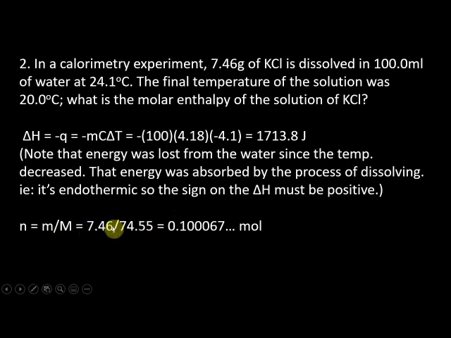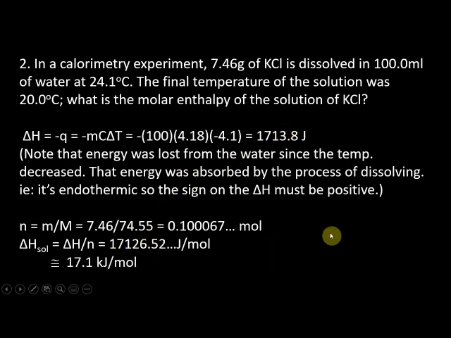Figuring out the molar enthalpy then, once we have the amount of energy. We're going to take the mass divided by the molar mass to give us the number of moles. Now we're going to take the number of moles times our enthalpy change, and we're going to get our 17.1 kilojoules per mole.